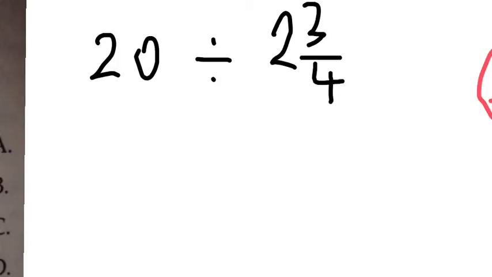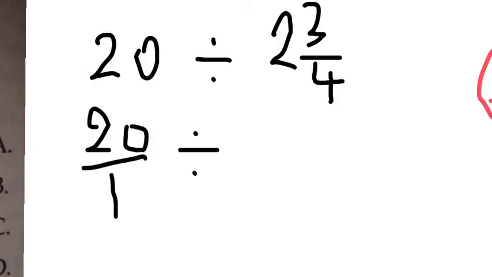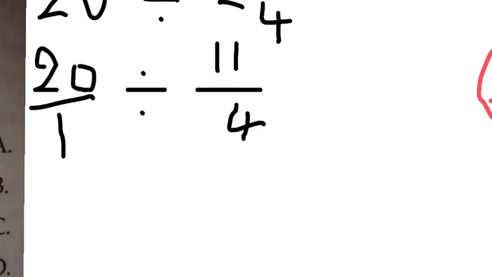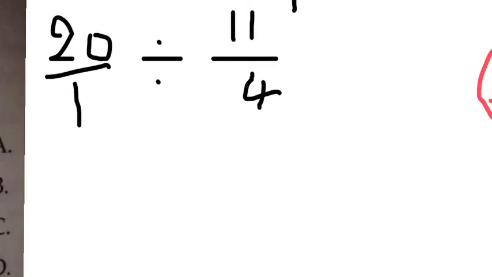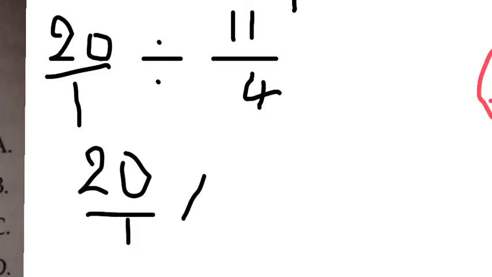Alright, so we have 20. We want to change it to 20 over 1, divided by, and we want to change this one to an improper fraction. So the denominator is 4. 4 times 2 is 8, add the 3, that's 11. And how do you divide? You multiply by the reciprocal. Remember that? You flip this one around. So 20 over 1 times 4 goes on top and 11 goes to the bottom.